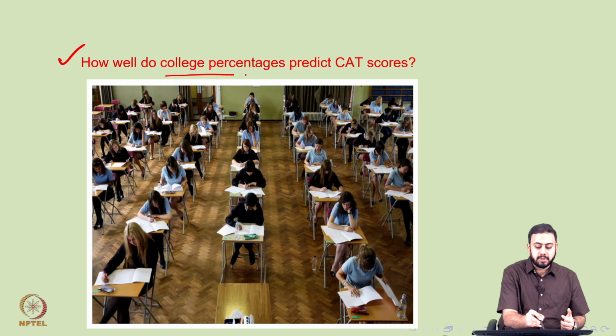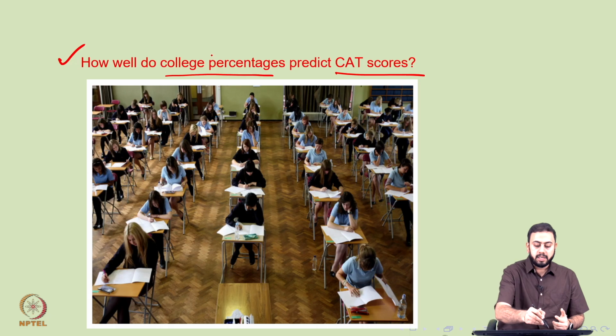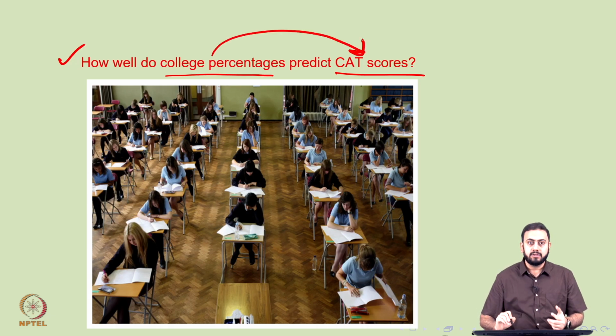On one hand, we have college percentage scores, and then you want to predict the CAT scores based on the college percentage scores. Okay. So again, if you form a link here, the arrow should be in that direction. So you're using the college percentage scores to predict the CAT scores of the examinees.